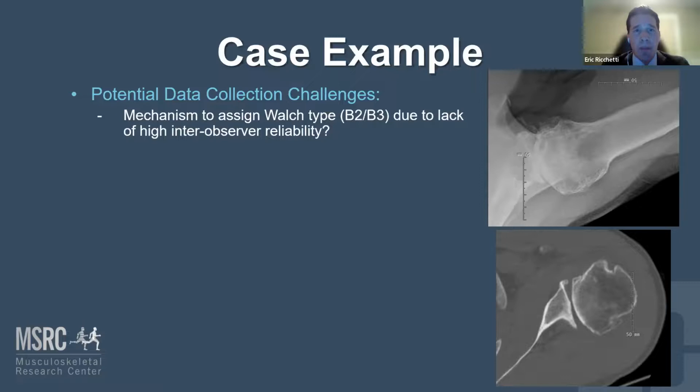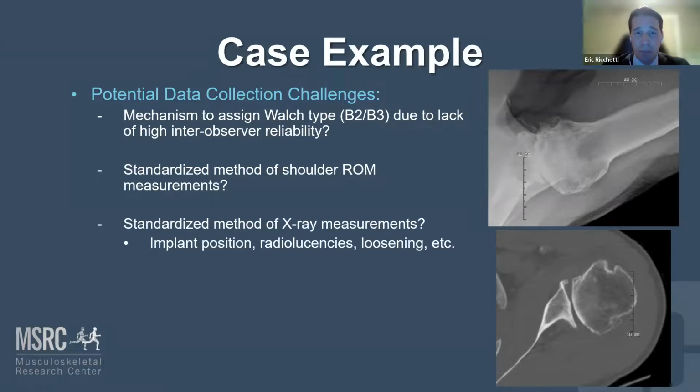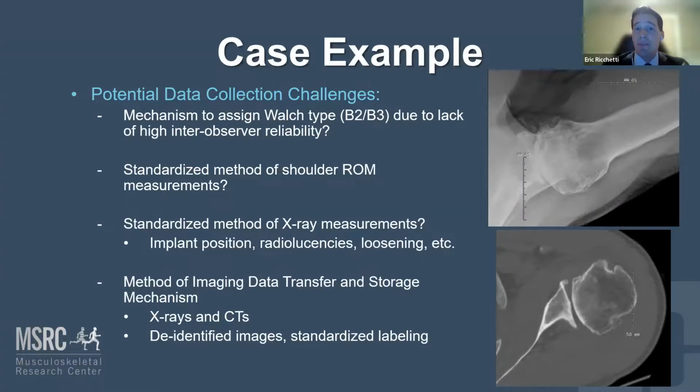And then how do you go about reaching consensus on how this data is collected? I think Carolyn highlighted this nicely in her talk. I just showed that our inter-observer reliability for the Walsh classification is not very high. So how do we develop mechanisms so that we have a consistent rate across the group of identifying these cases? How do we develop standard methods to measure things like range of motion and X-ray analysis? And if you start looking at radiographic analysis, which is important in shoulder arthroplasty, how do you actually collect and store this data? How do people send their X-rays or CAT scans to a central site so that they can be stored and analyzed in a consistent manner?